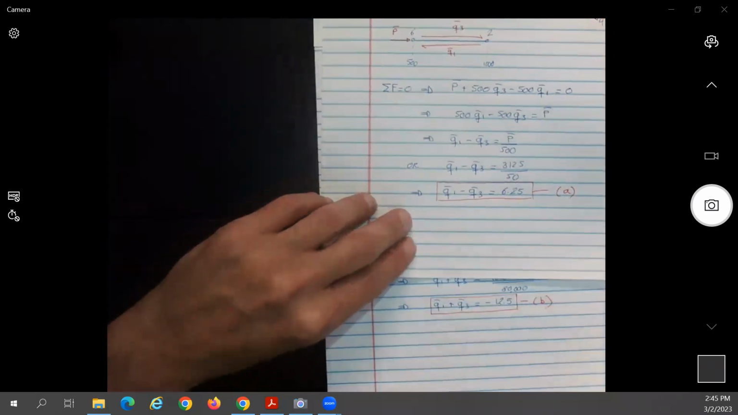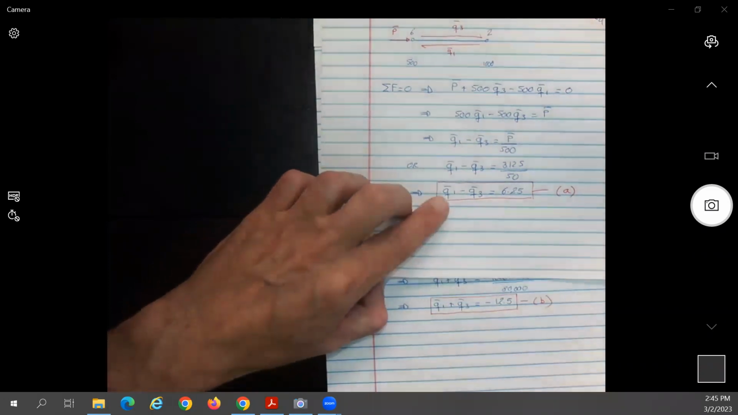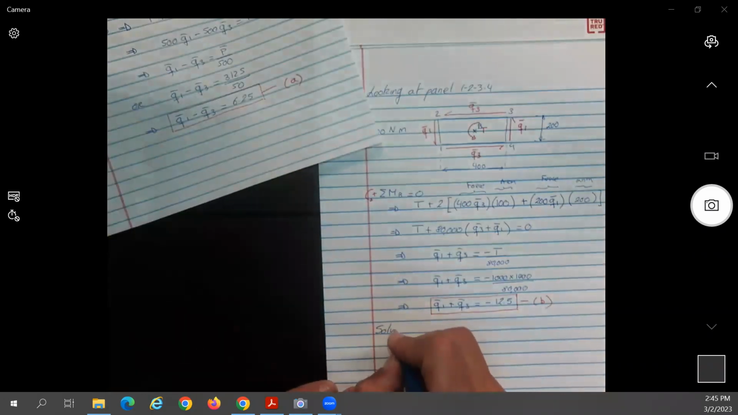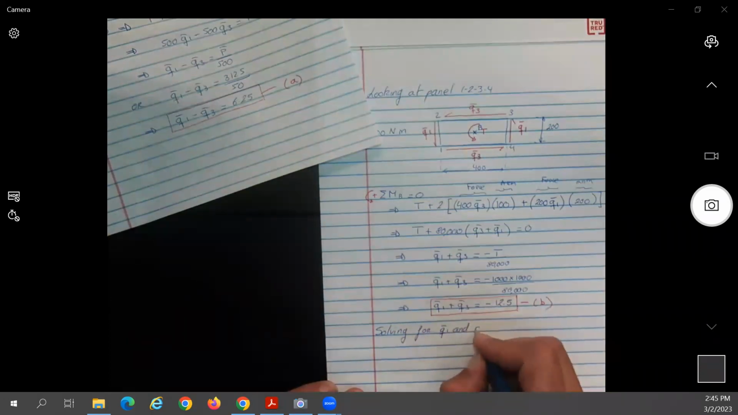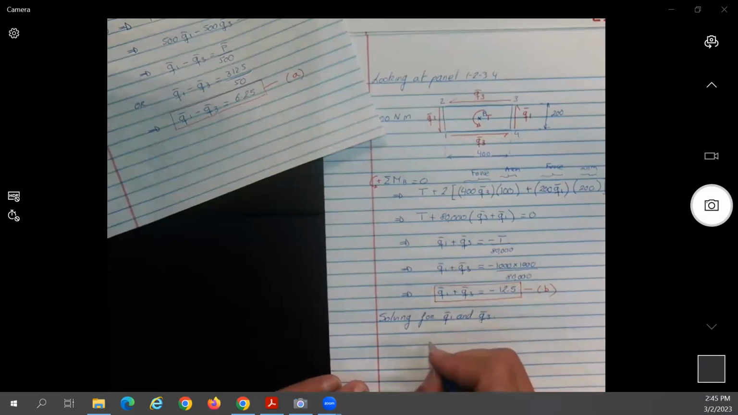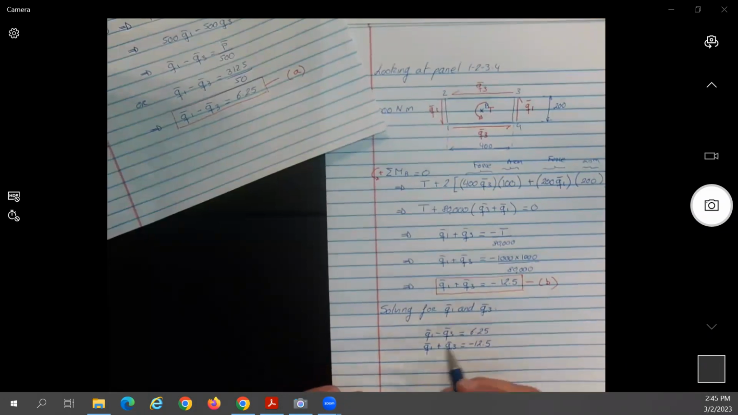So basically, what does that mean? Now we have these two equations, no, which are in function of the variables Q bar 1 and Q bar 3, so we can just go and solve. So let's say solving for Q bar 1 and Q bar 3, what do we have? Q bar 1 minus Q bar 3 equal to 6.25, Q bar 1 plus Q bar 3 equal to negative 12.5. We can solve this in different ways, but if you want, the fastest way probably is to do what?